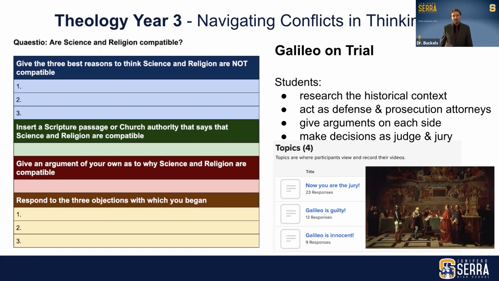So for example, in this exercise here, they take the place of attorneys on Galileo's side and on the church's side, of the judge and of the jury. And they decide, do they think Galileo is guilty of heresy, and make that decision, right? What should be the punishment?